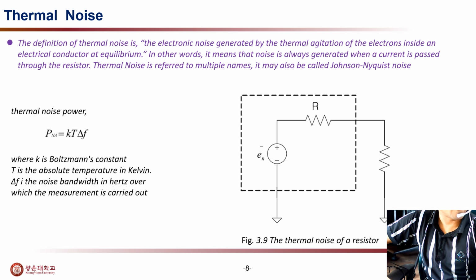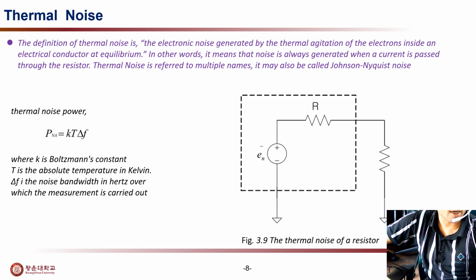Now I want to discuss the thermal noise. The definition of thermal noise is electronic noise generated by the thermal agitations of the electrons inside an electrical conductor at equilibrium. In other words, it means that the noise is always generated when a current is passed through the resistor. Thermal noise is referred to by multiple names. It may also be called Johnson-Nyquist noise.